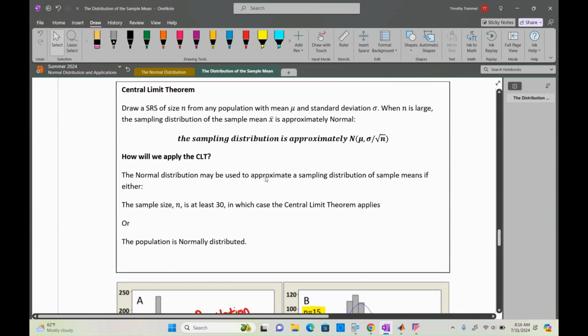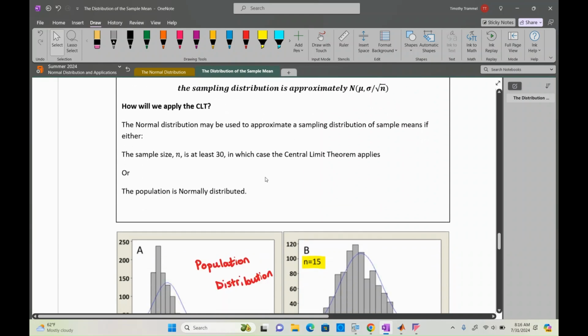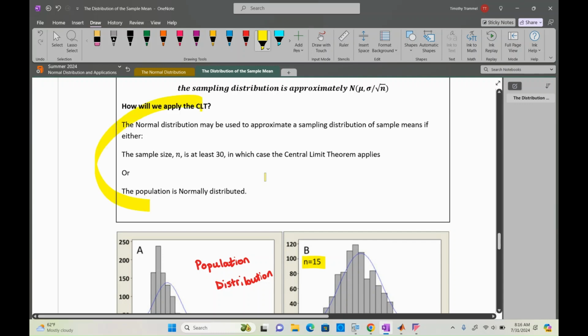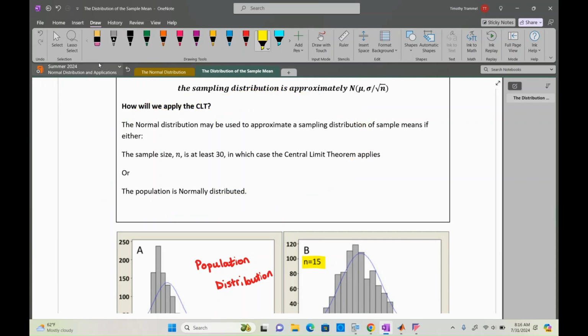But here's how we're going to use this information. And I still have some more details to add here that I haven't said. So for one, let's focus in on this bottom half here. So this says the normal distribution may be used to approximate a sampling distribution of sample means if either of the two things happen.